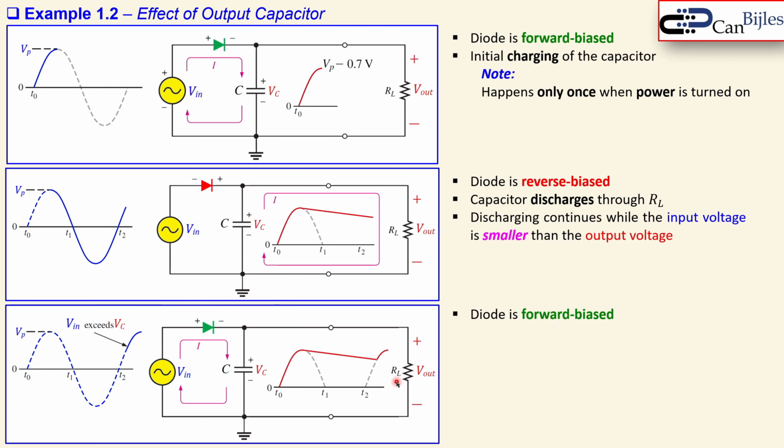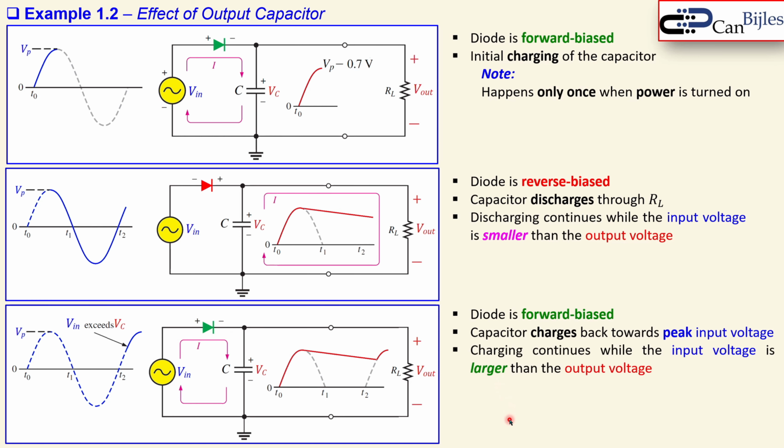So you have then the forward bias of the diode again in the third case. The capacitor is now charging back towards the peak input voltage, minus of course that 0.7 volts. It goes towards that, but it is not reaching that value, because you lose 0.7 volts across the diode. And the charging continues while the input voltage is larger than the output voltage. That is really important. Okay.